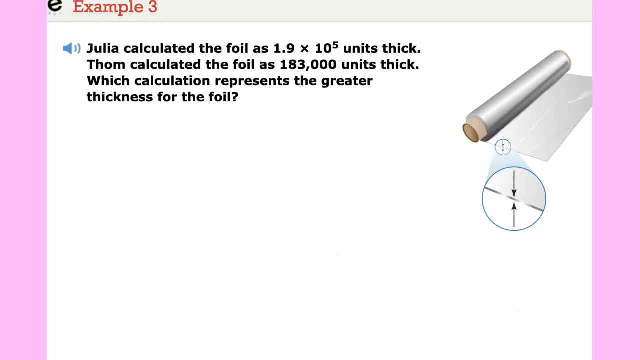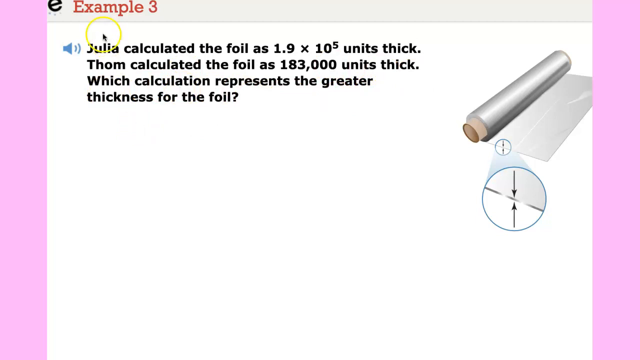All right, so here's our example number 3. Julia calculated a foil as 1.9 times 10 to the power of 5 units thick. Thumb calculated the foil as 183,000 units thick. Sorry for that. Which calculation represents the greater thickness of the foil? Again, we'll read it. Julia calculated the foil as 1.9 times 10 to the power of 5 units thick. Thumb calculated the foil as 183,000 units thick.